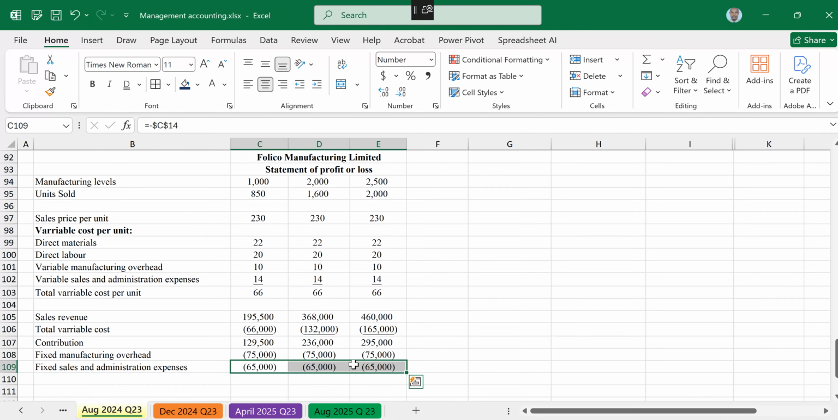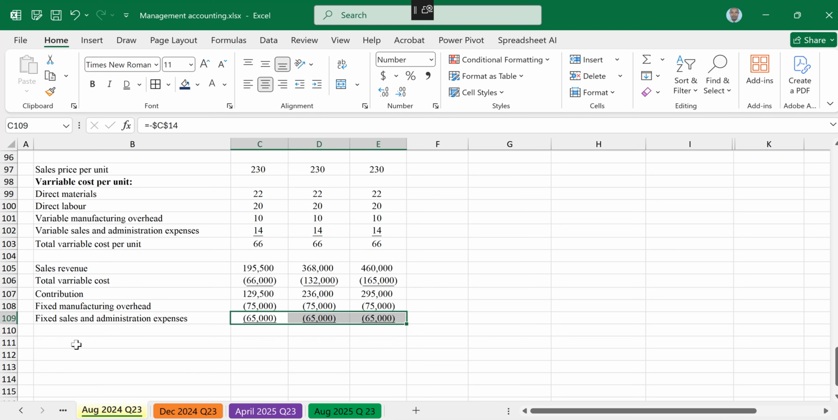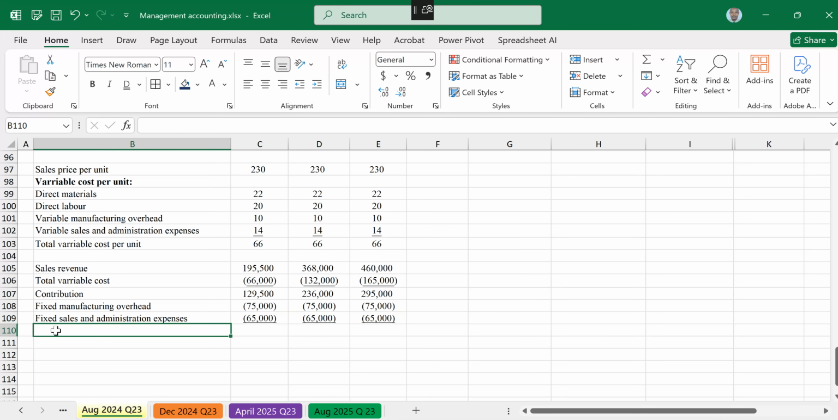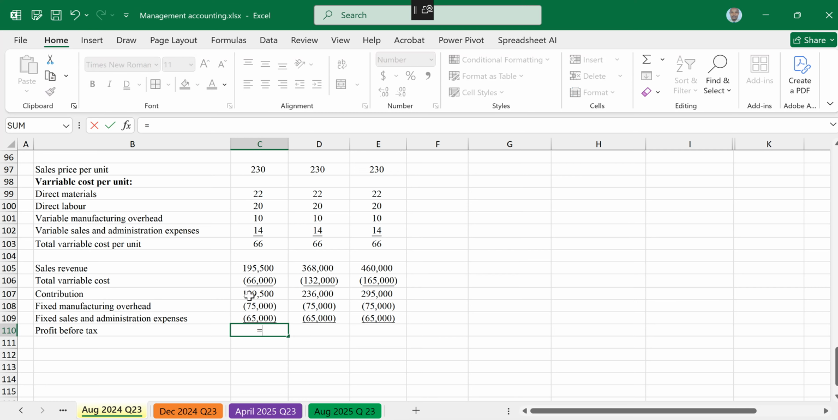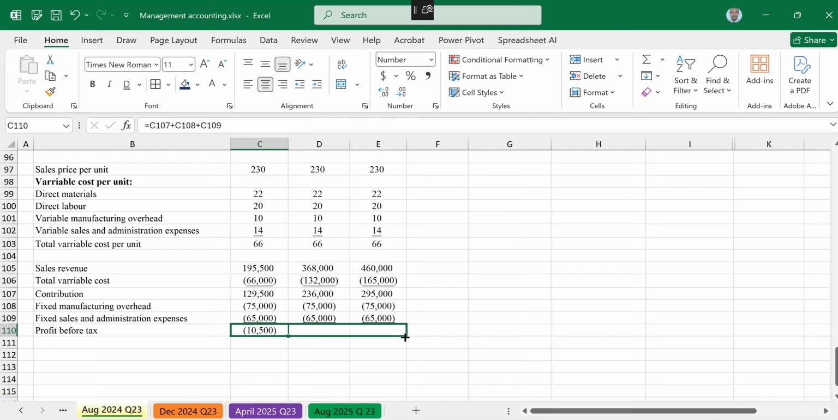It doesn't change any value, just that we picked a different kind of format there. Now profit before tax will be equal sign contribution. Since they are already negative, you simply add this and also add the other one. And you are going to get 10,500 here, then drag across. That will be our profit before tax.